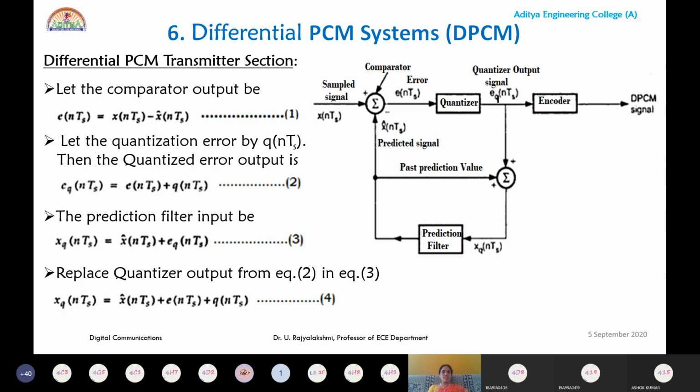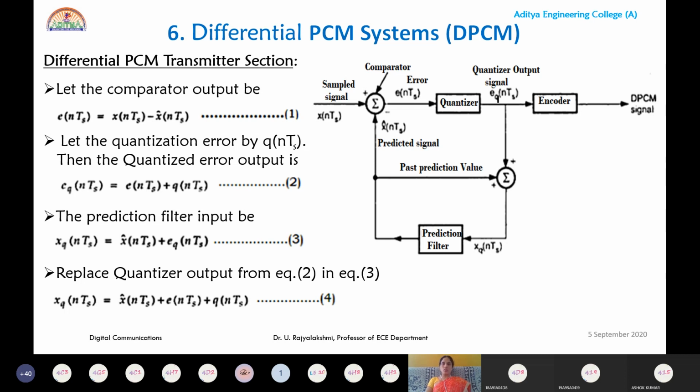So what is the quantized error output? The quantized error output eq of nTs is equal to e of nTs plus q of nTs, where e of nTs is the error signal and q of nTs is the quantization error. So you can observe eq of nTs as the quantized output. The same we represented in equation 2.